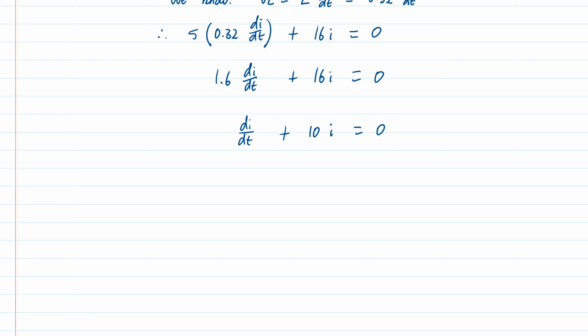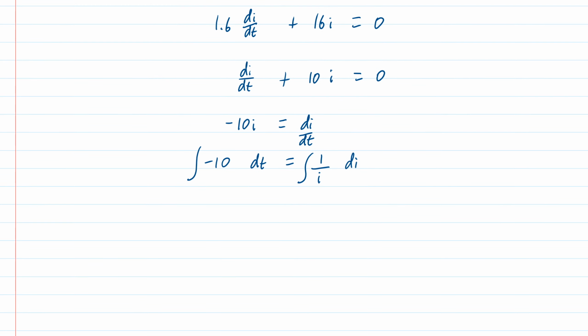So I will have 10I is equal to di dt, multiply everything by dt. Sorry, I should have a negative here. Negative 10I equals di dt. So negative 10 dt is equal to, I'll bring the I over as well, 1 over I di, integrating both sides on that. I will have negative 10t plus a constant of integration is equal to natural logarithm of I.